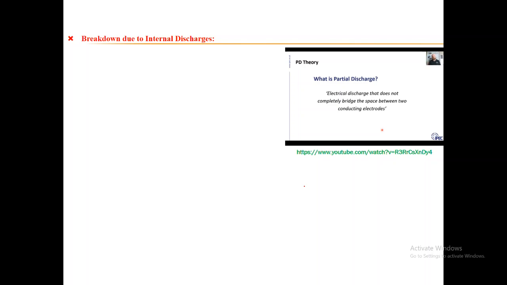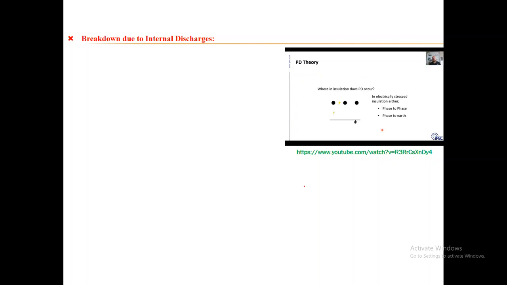Partial discharge is an electrical discharge that doesn't completely bridge the space between two conducting electrodes. Essentially, if you've got a conductor and maybe another phase, or the earthing point, so two electrodes essentially, a partial discharge is a discharge occurring in between those. So not completely bridging the gap, but occurring at some point in between them. It's a point of electrical stress. It's a point where PD is occurring. I'll go through it in a moment.